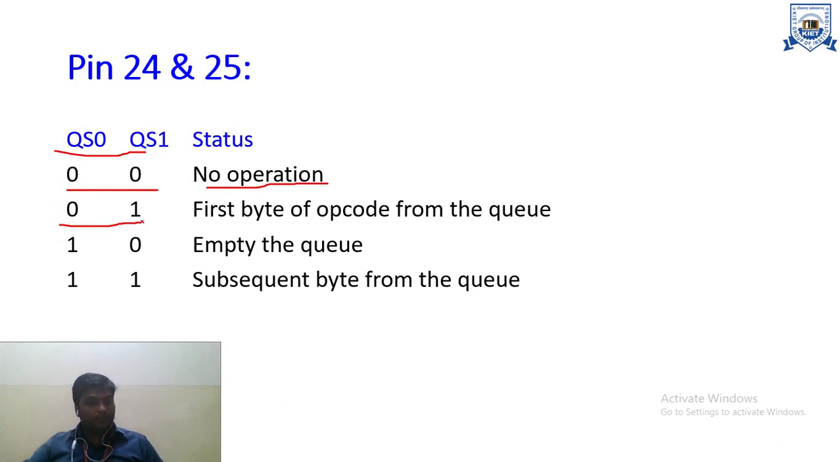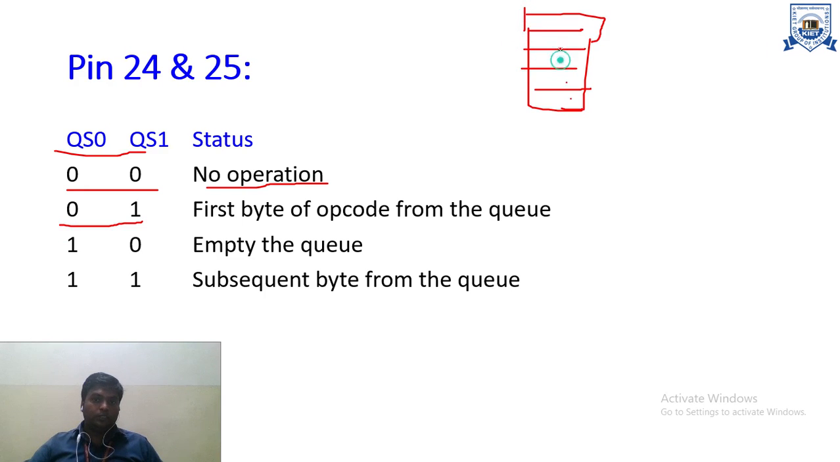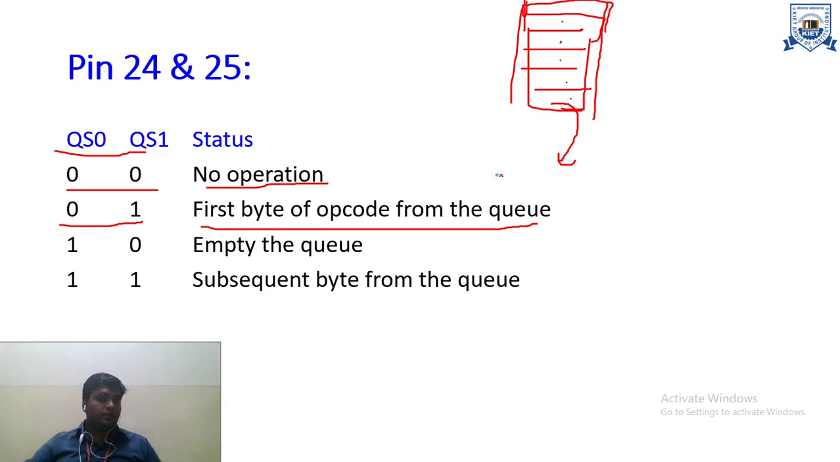When it is 01, that means the first byte of opcode from the queue. As I told you, here we have a queue which prefetches at most 6 bytes of information. So 1, 2, 3, 4, 5, 6, it prefetches 6 bytes of information. That is your queue. So if QS0 and QS1 is equal to 01, that means the first byte of opcode from the queue is fetched. That means this first byte of information is moved towards the control unit. Okay, that is the meaning of this one.